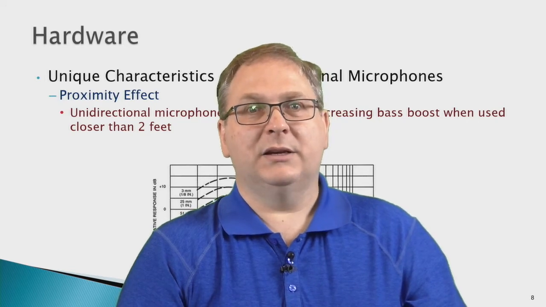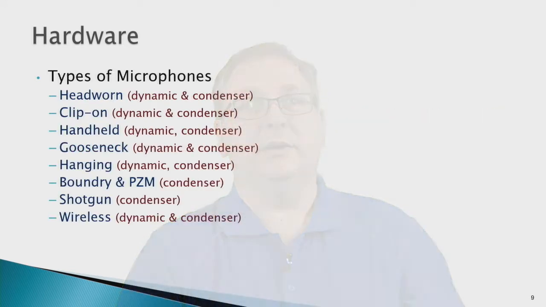And so some different types of microphones that you might encounter or might see would be some that are head-worn, clip-on, dynamic and condenser versions of those, handheld mics, gooseneck mics, which would be the ones you might see at a podium, hanging, which might be hanging over top of a choir, boundary and pressure zone mics, which are flat mics that could be placed on a table, an altar, maybe at the edge of a stage, maybe shotgun microphones, which are very long microphones with a lot of slots on them, and also different types of wireless mics. And as you can see, a number of them could be dynamic or even condenser.